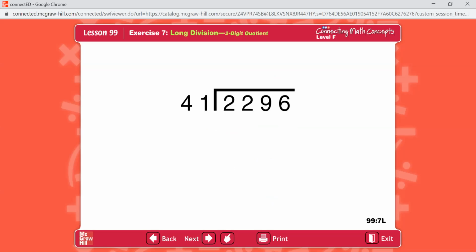Next, 2,296 divided by 41. The first division problem is 229 divided by 41. Copy the problem, underline 229, and work the problem for the first digit of the answer. Pause the video now to work. Resume when you're ready to check.